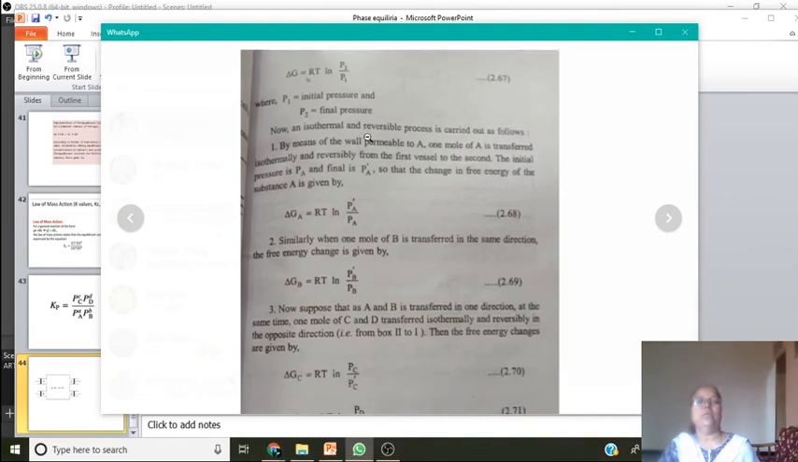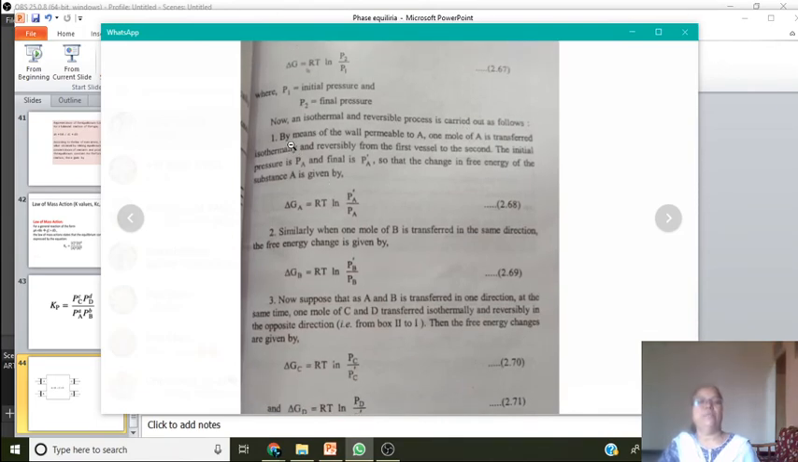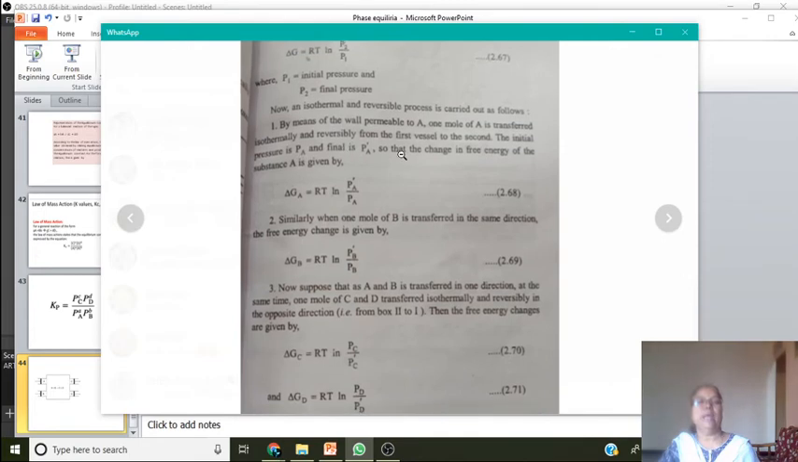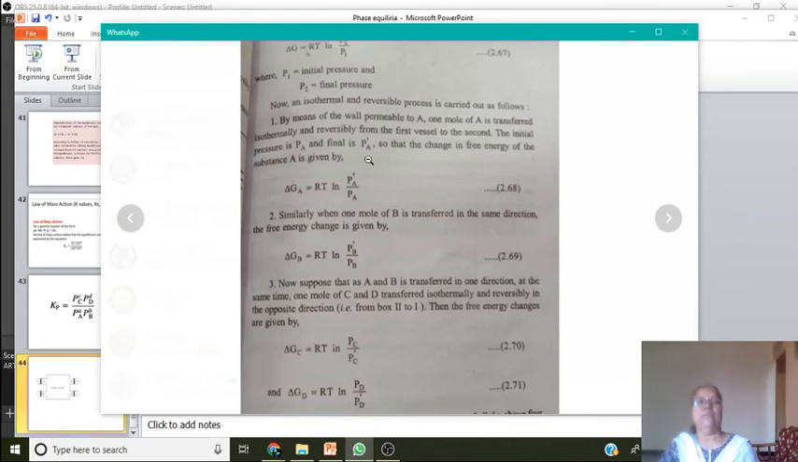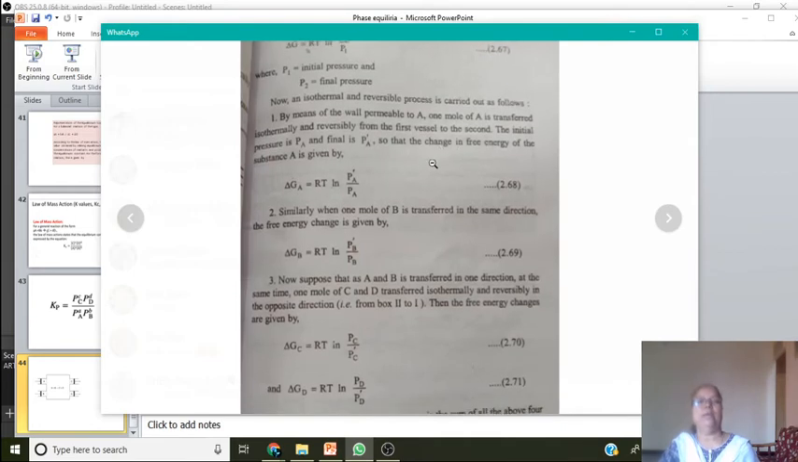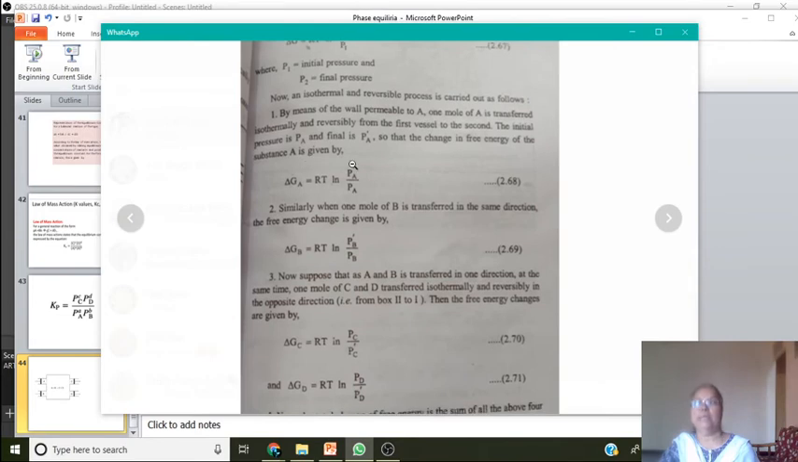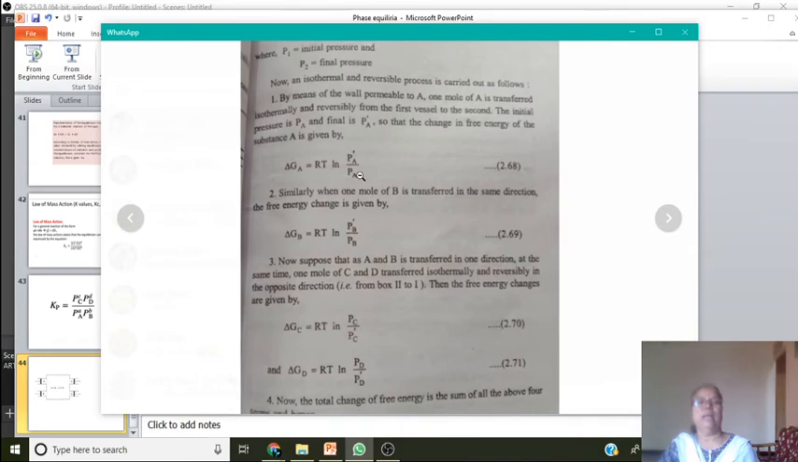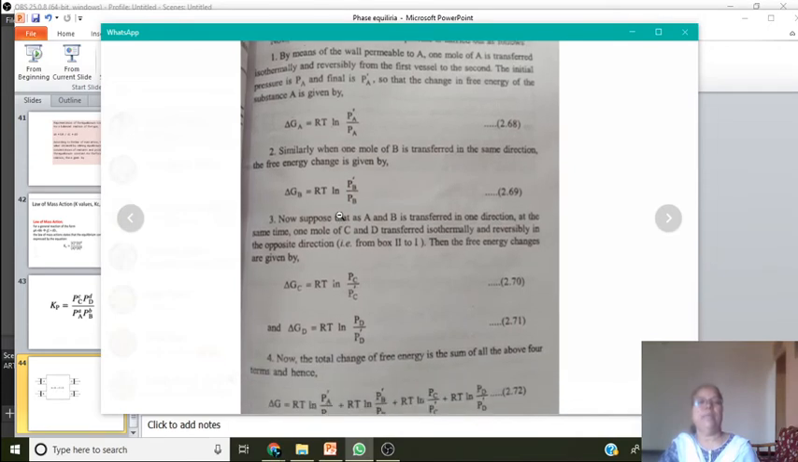Now an isothermal and reversible process is carried out as follows. The first step: by means of a wall permeable to A, 1 mole of A is transferred isothermally and reversibly from the first vessel to the second. The initial pressure is PA and the final pressure is P'A, so that the change in free energy of the substance A is ΔGA = RT ln(P'A/PA).